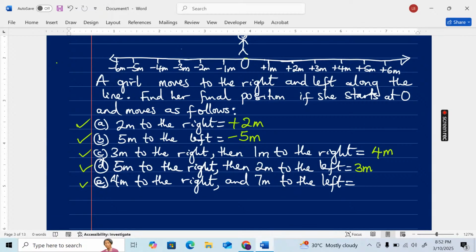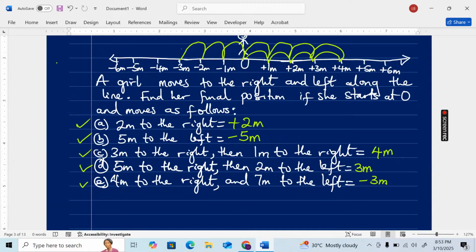So the answer is -3 meters. 4 meters to the right. Let's start from 0. 1, 2, 3, 4. That's 4 meters. Then 7 meters to the left. 1, 2, 3, 4, 5, 6, 7. That's -3 meters. So the answer is -3 meters.